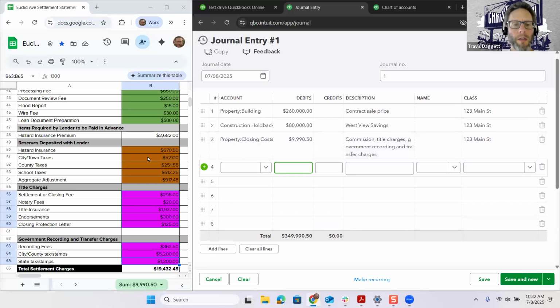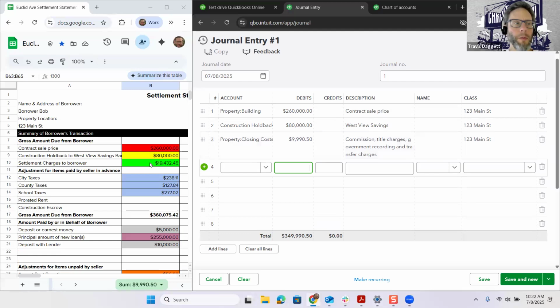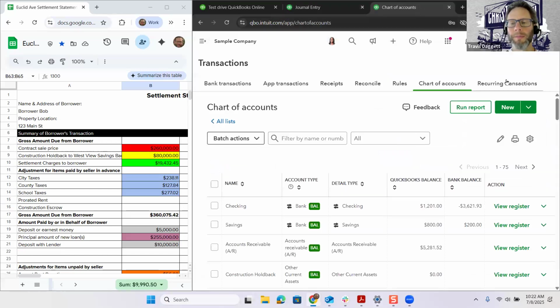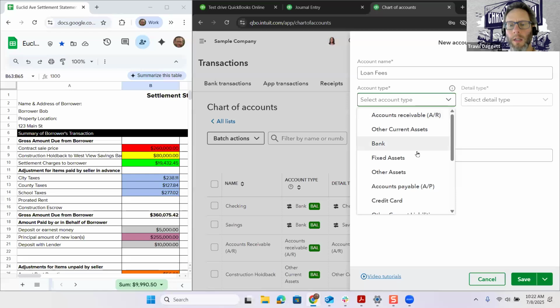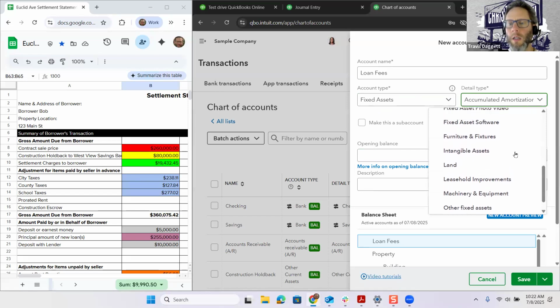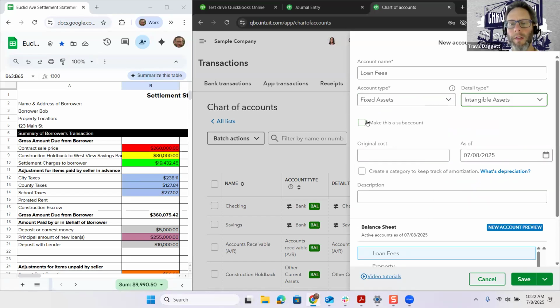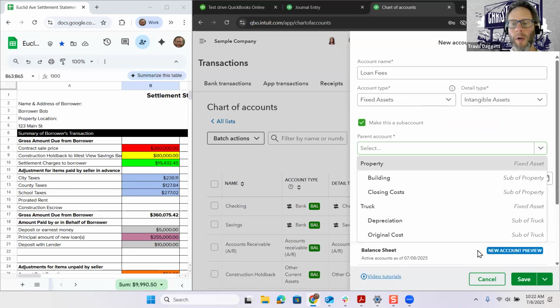Okay, so again, we're making up these settlement charges. I mean, we're accumulating them. We want to get to that 19,432.45. So let's see what else we need to account for. Let's talk about the loan fees. Let's add those. So loan fees, and let's make these intangible asset to be amortized. We'll make that sub of property.